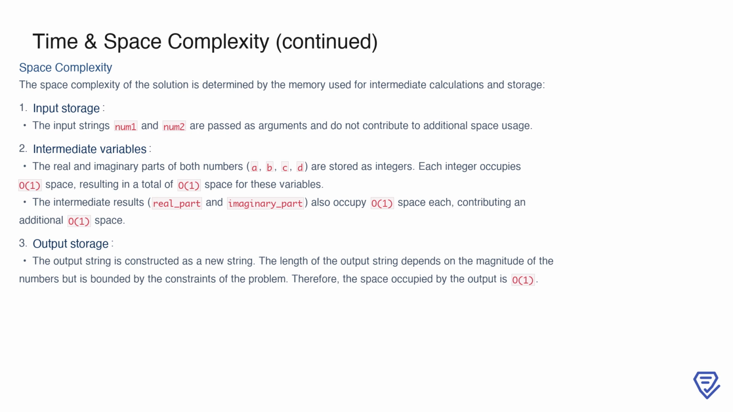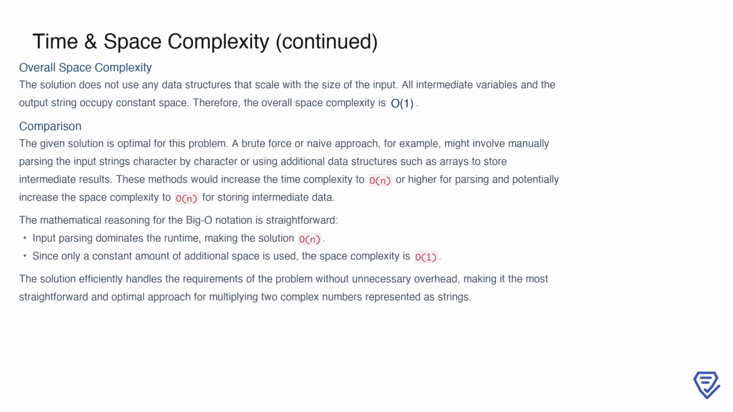Finally, the output is constructed as a new string, and while its length depends on the magnitude of the numbers, it remains bounded by the constraints. Therefore, the space used for the output is also O(1). In conclusion, the overall space complexity of the solution is O(1), because no data structures are used that scale with the size of the input. All intermediate variables and the output string occupy constant space.